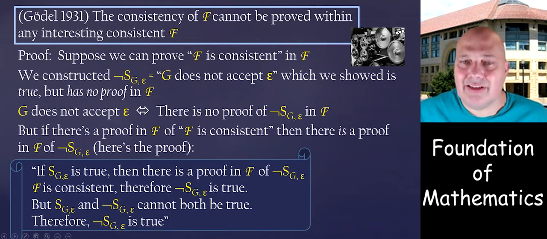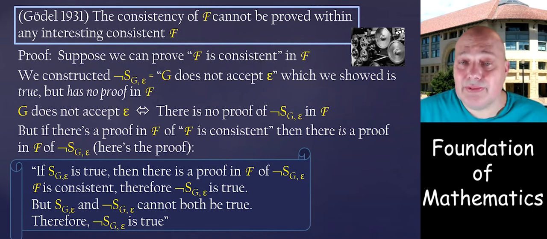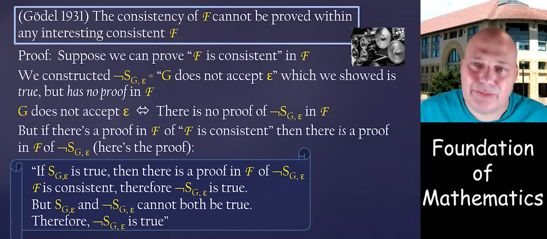Just the fact that there is a proof in F of not SG epsilon doesn't prove that not SG epsilon is true, because for SG epsilon and not SG epsilon, the fact that both of them cannot be true relies on the consistency of F. And this is an ingredient within this proof.